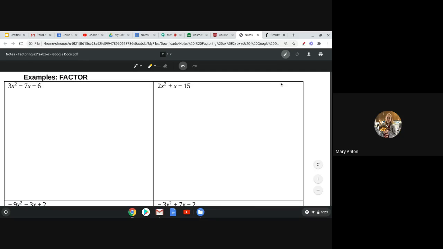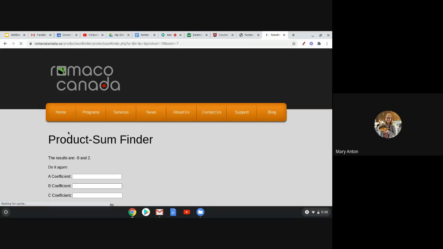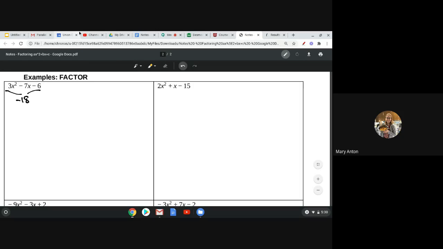So let's do 3 times negative 6. This is negative 18. So we need two numbers that multiply to negative 18 and add to negative 7. So let's see. We want the product to be negative 18 and the sum to be negative 7. The results are negative 9 and 2.